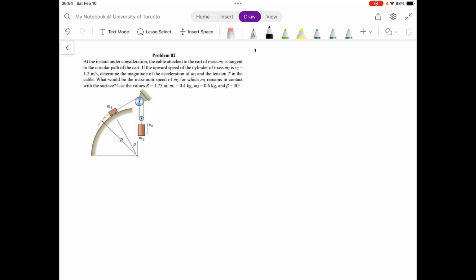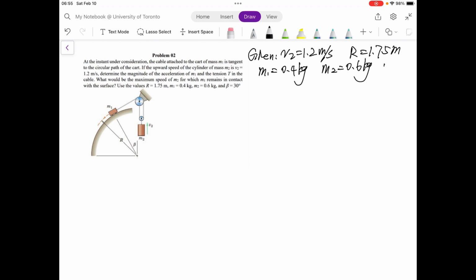First, we have the velocity of m2, which is equal to 1.2 meters per second, and also the radius is equal to 1.75 meters, and m1 is equal to 0.4 kilograms, m2 is equal to 0.6 kilograms. The beta is equal to 30 degrees. What we need to find is the acceleration of the mass m1 and the tension T from the cable, and also the velocity of mass 2. We want the maximum value of it.